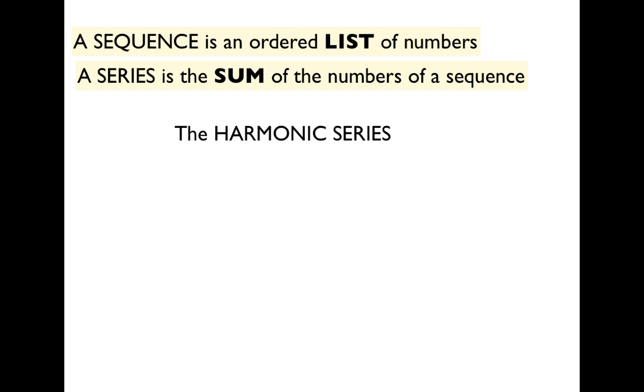Okay, so the divergence test says that if the limit of your sequence doesn't go to 0 or is divergent, then the series diverges. So what about the harmonic series? Let's apply the divergence test here. Look at the sequence. The sequence is 1 over n.